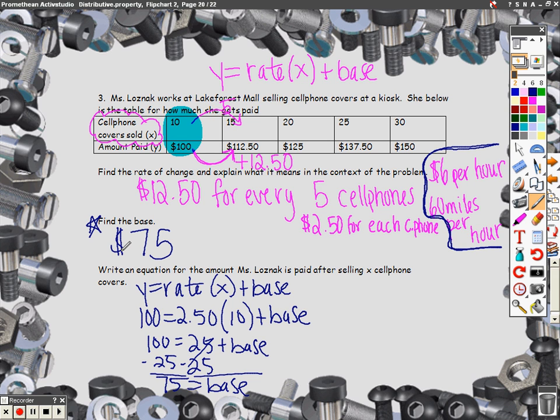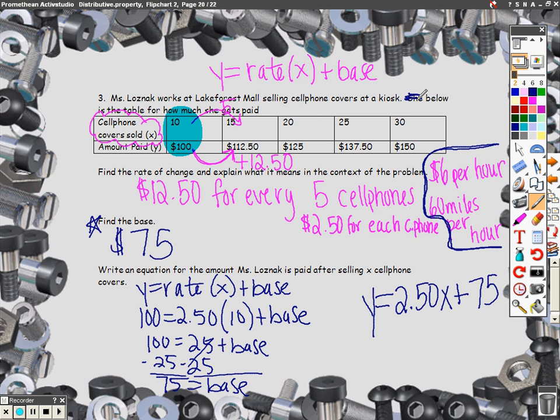Okay? So my final question to you is to write an equation. y equals, that's my equation. $2.50, that's my rate. When I use the y, I'm going to use the x plus 75. And let's see if that makes sense in my problem. Miss Losnick works at Lake Forest Mall selling cell phone covers at a kiosk. Below is the table for how much she gets paid. This is a little typo.